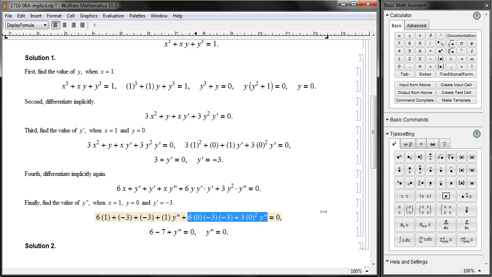What do we get? 6, oh, typo. Negative 3 minus 3 is not negative 7. Okay, that's right. Okay, here, 6 minus 3, another minus 3, plus y double prime, and then all this part is 0. So we get y double prime is equal to 0. That is the answer here.